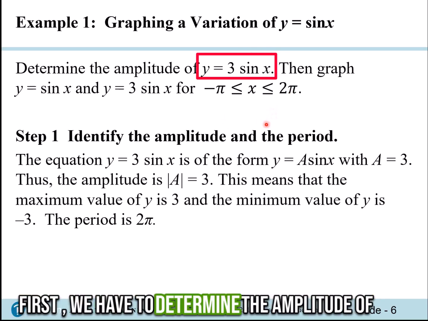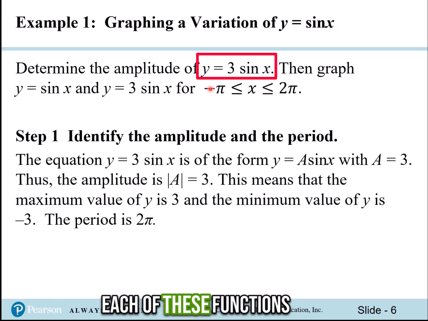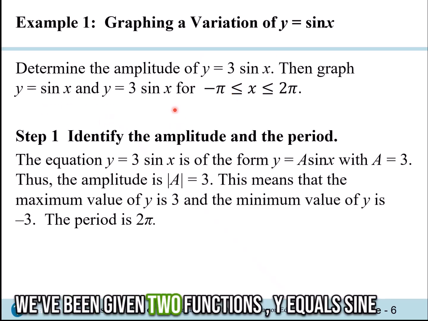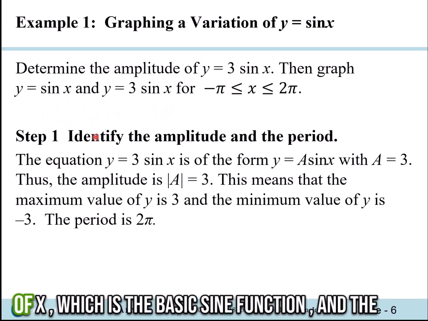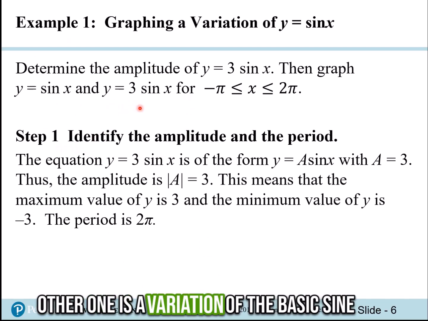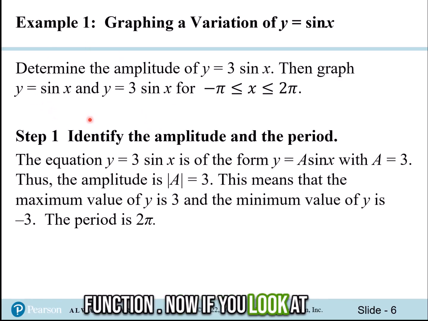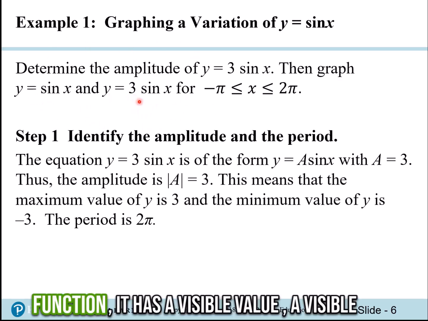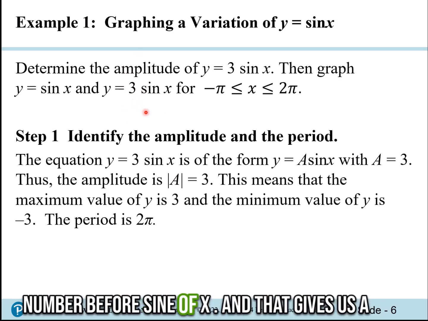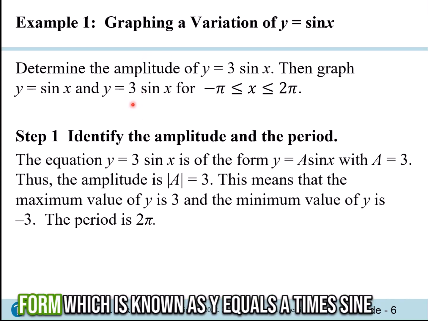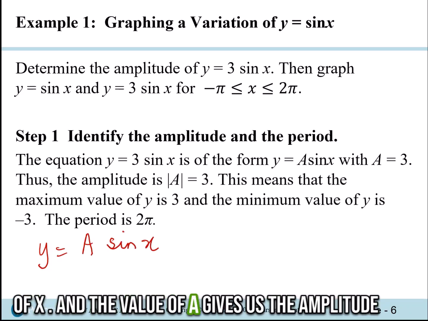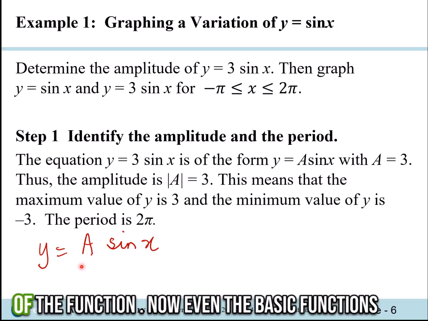So first we have to determine the amplitude of each of these functions. We've been given two functions, y equals sine of x, which is the basic sine function, and the other one is a variation of the basic sine function. Now, if you look at the form of the second function, it has a visible number before sine of x, and that gives us a form which is known as y equals a times sine of x, and the value of a gives us the amplitude of the function.